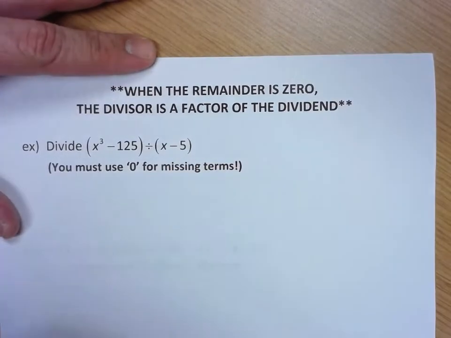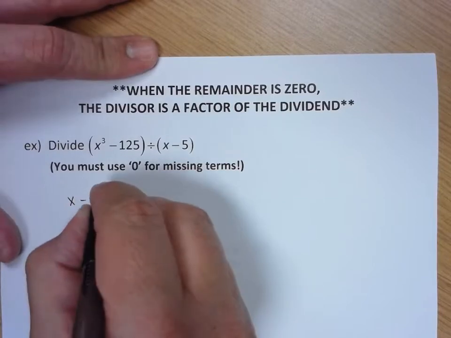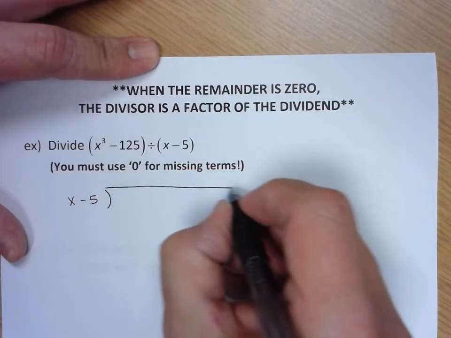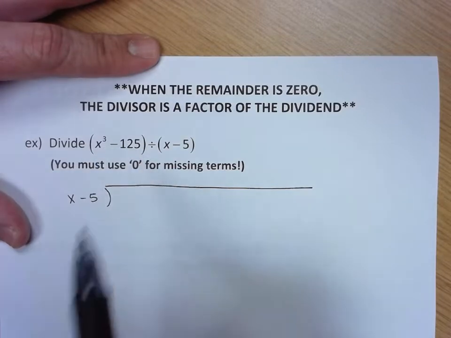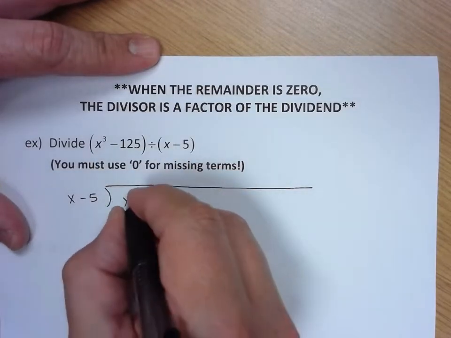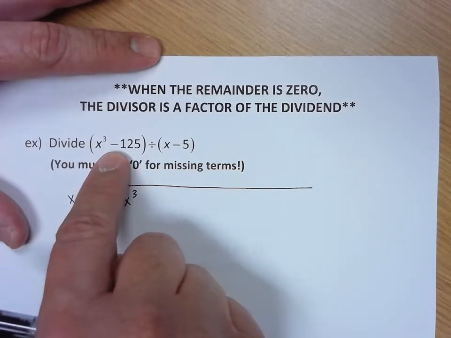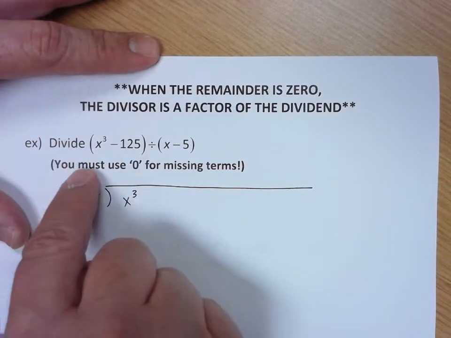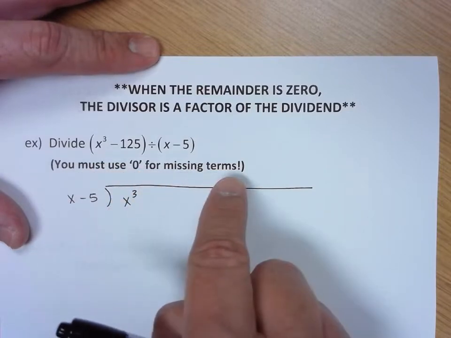Here I'm dividing by x minus 5. So my divisor goes on the outside, x minus 5. Open up my division bar. Now, I'm dividing it into, this is my dividend. It leads off with x cubed. Now, you're missing the x squared term, and you're missing the x term. You have got to put deliberate zeros in the spacing of these terms.